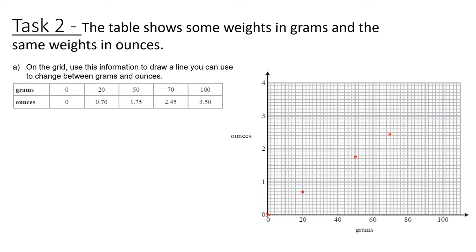And then finally, 100 grams is 3.50 ounces. That one's a little bit of an easy one to plot. So we go along the corridor to 100 and up to 3.5 and plot our graph. And then, very neatly with a ruler, not like how I'm doing it, you're going to join your points together. And you'll end up with a line graph.